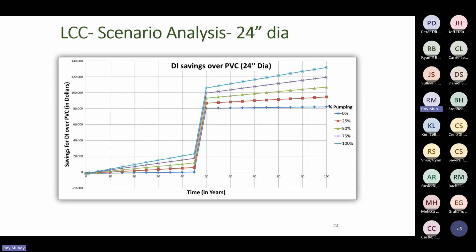In doing the same analysis for 24-inch diameter, then you really come out with the same configuration when it comes to the graphical data. However, you can see obviously higher types of savings, a little more narrow process at the beginning, but it widens out as it gets toward the 100-year mark.